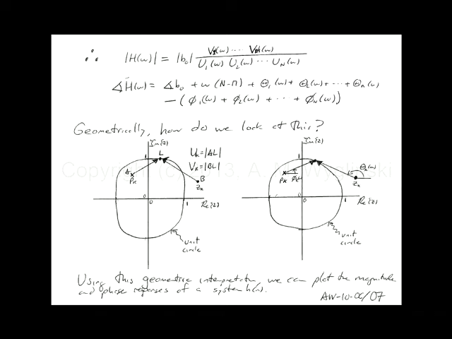It's not as intuitive. The other one was like, oh yeah, if I'm close to a pole, it's big. If I'm close to a zero, it's small. This one's a little bit trickier. That's why people don't like playing with phase. It's like, what does that mean, phase?